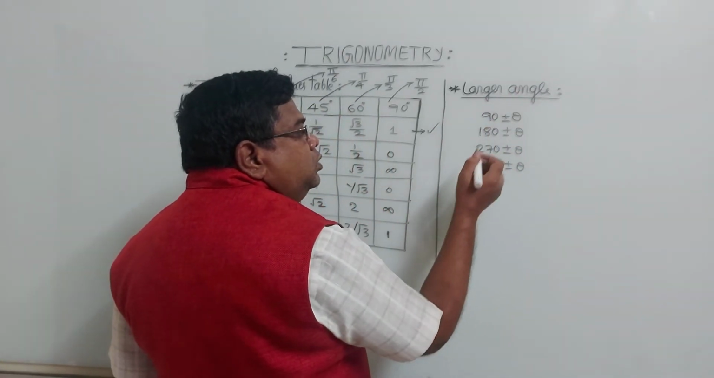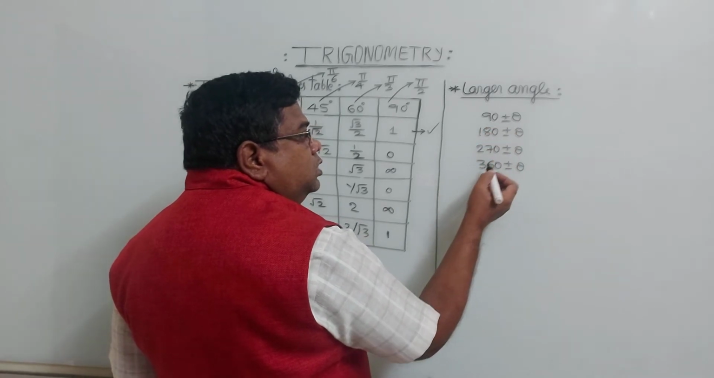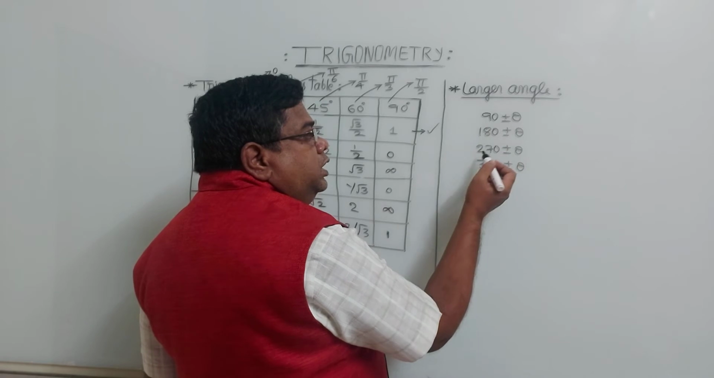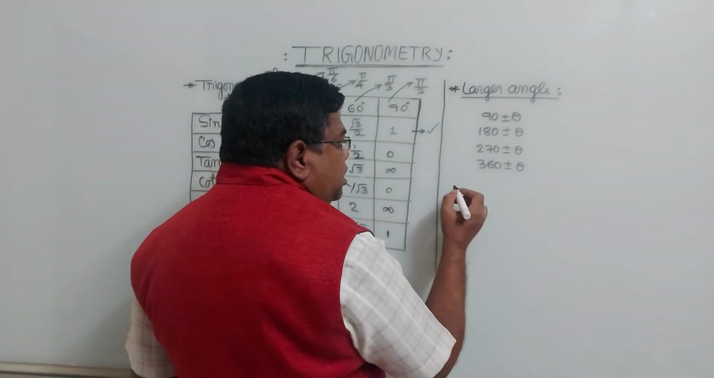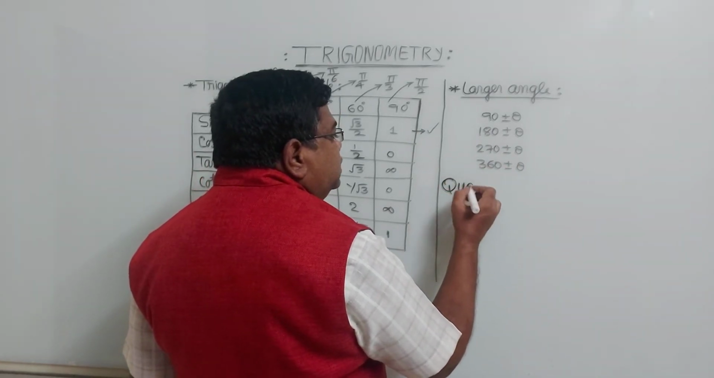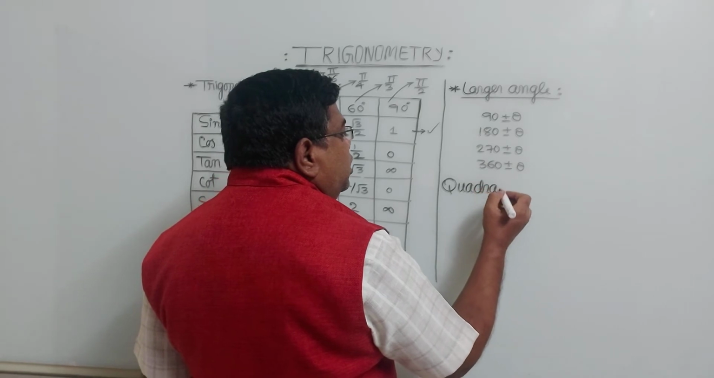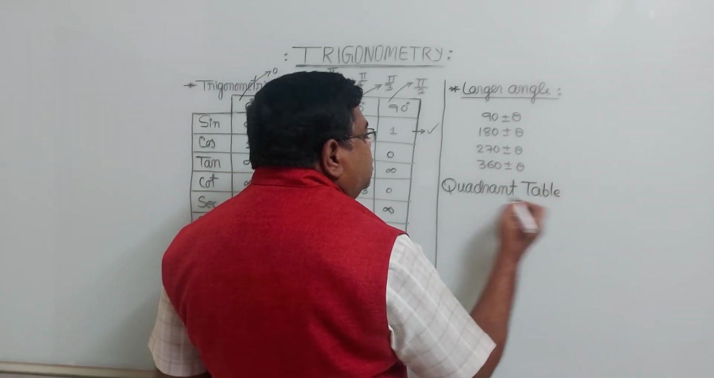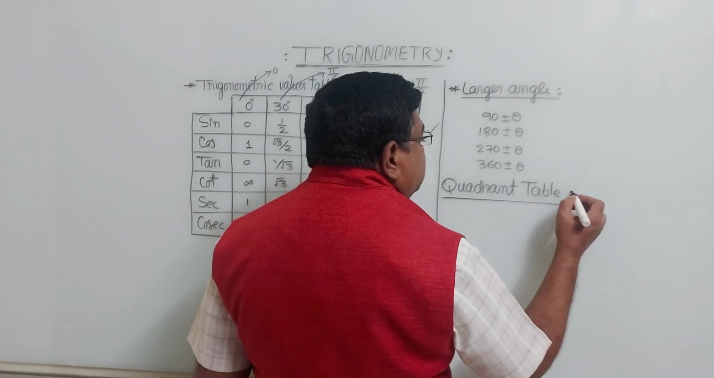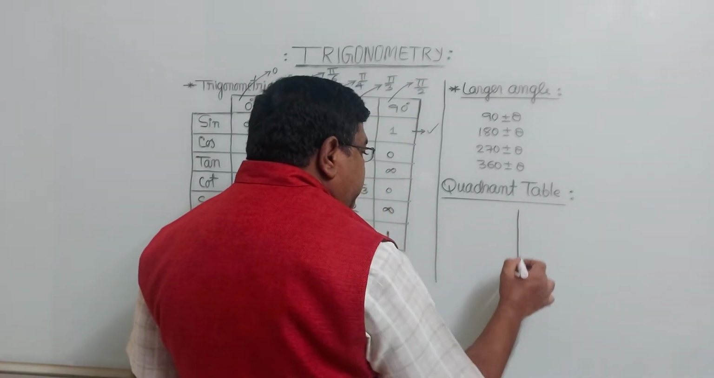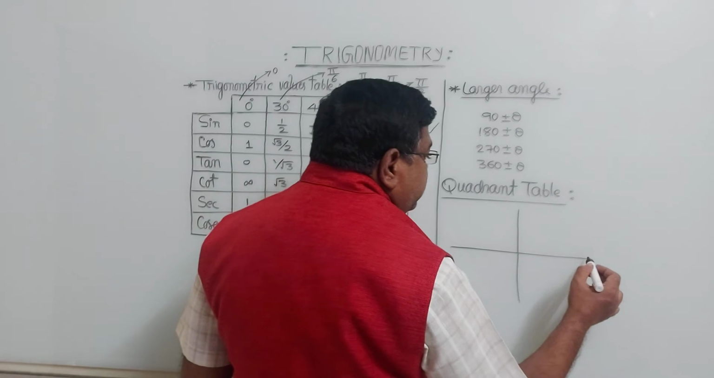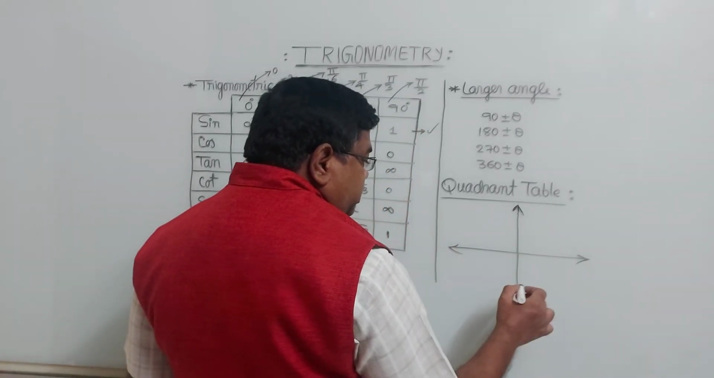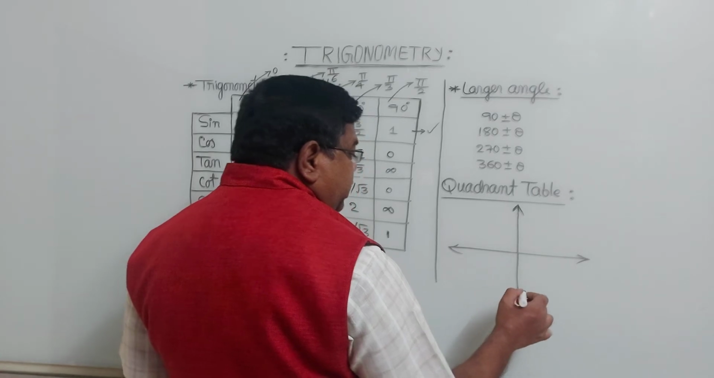Why is it to be split only into 90s, 180s, 270s, 360s? Again, here the quadrant table is there. According to that quadrant table, this is the quadrant table. See here, what the quadrant table is.